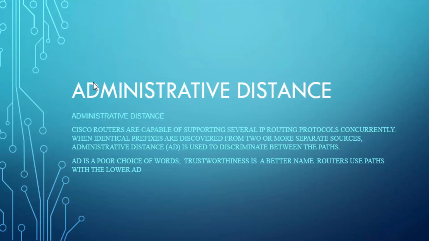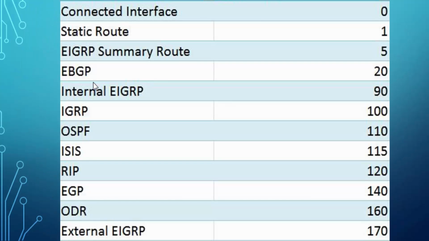Administrative distance, or AD, is a poor choice of words. Trustworthiness is a better name. Prefer the path with the lower AD. And I want you to remember this one: prefer the path with the lower AD, administrative distance. The numbers on the right are going to be the administrative distances that we are going to see. And I don't want you to get very confused with that.